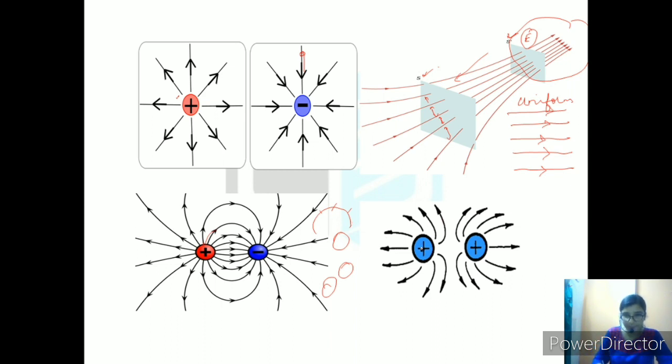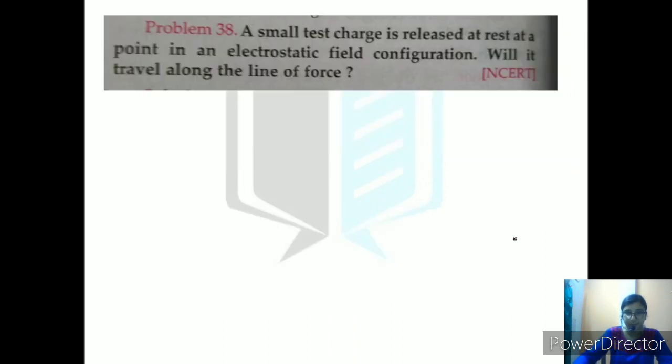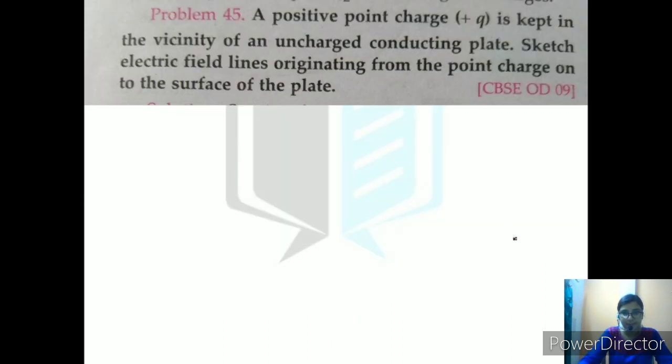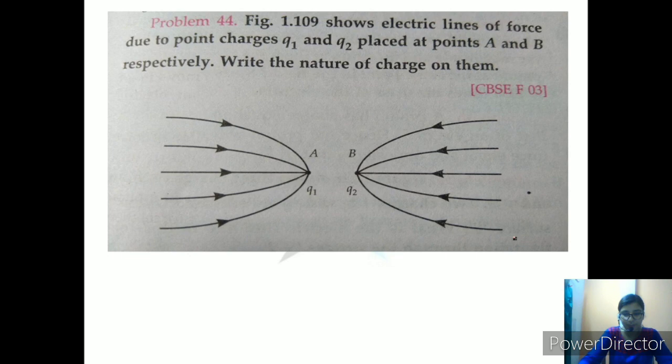In this diagram, what we have done is we have taken two positive charges, that means there will be repulsion, so here the field lines will be as given in this figure, moving away. Okay, understood. Now one last thing, we'll discuss this one.